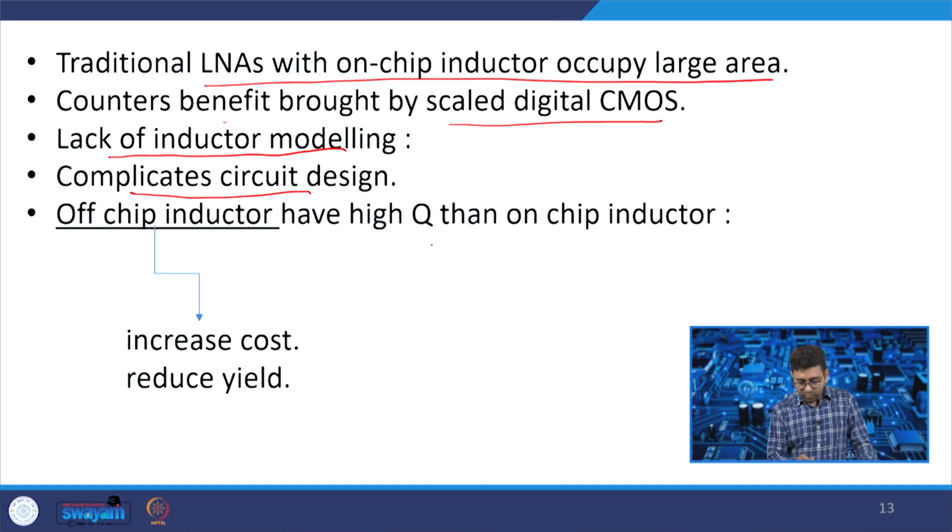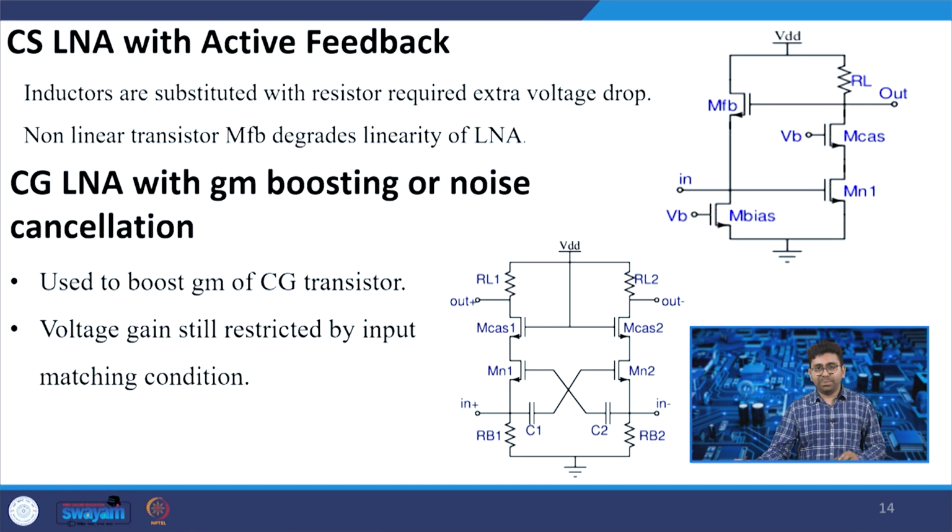It has a higher Q than a cheap inductor, but what happens is it increases the cost and reduces the yield, because you need to use an off-chip inductor. It will also increase the size. So that is why using an off-chip inductor is not advantageous, but for many applications it can be used. It depends upon the application you are trying to design.